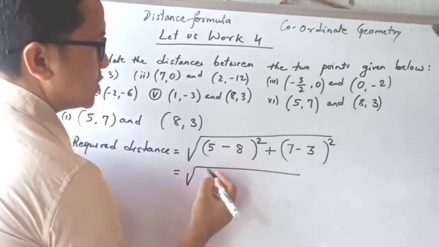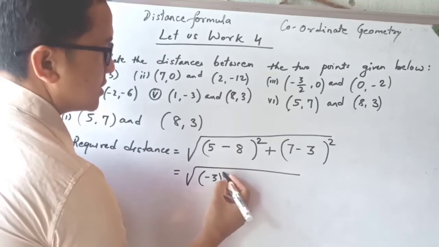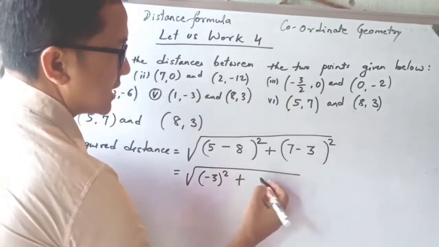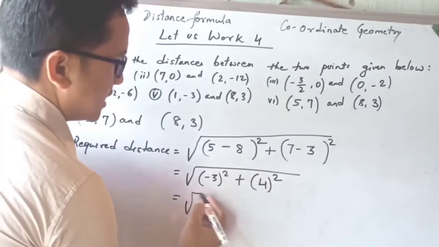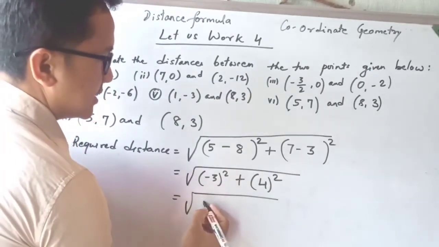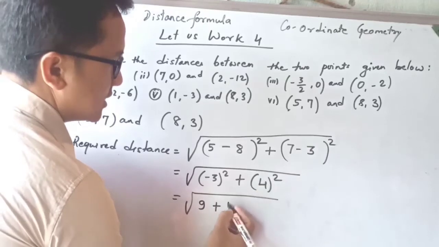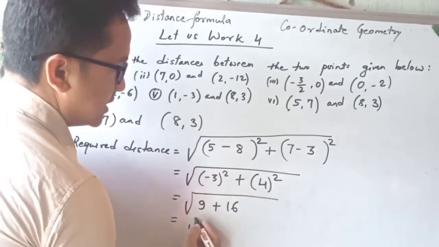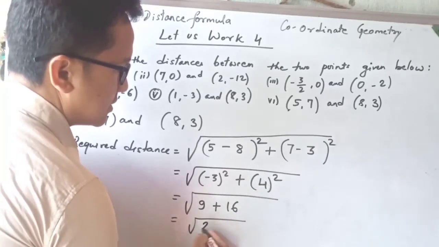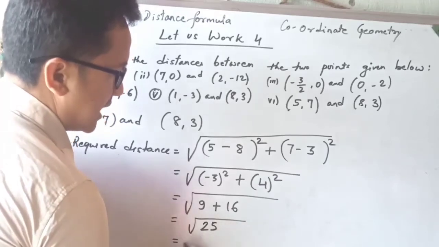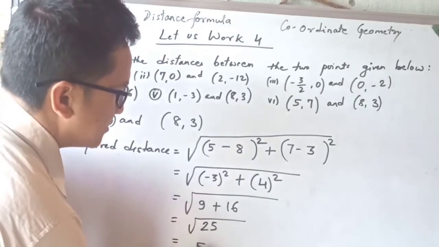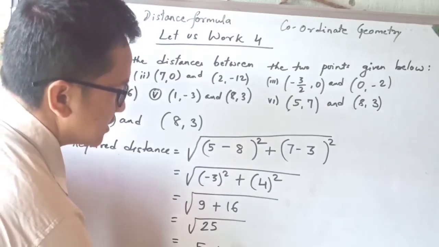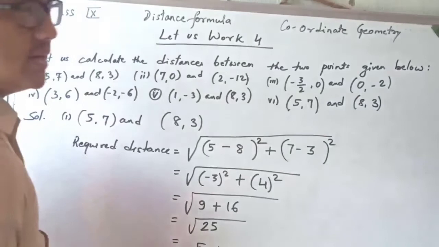when you subtract these two, we get (minus 3) square plus, and when you subtract this, we get 4 square. And in the third step, square of 3 is 9 and square of 4 is 16. When you add this, 9 plus 16 equals 25, and 25 is the product of 5 and 5. That's why it will come out as 5 units. In this way it can be solved.